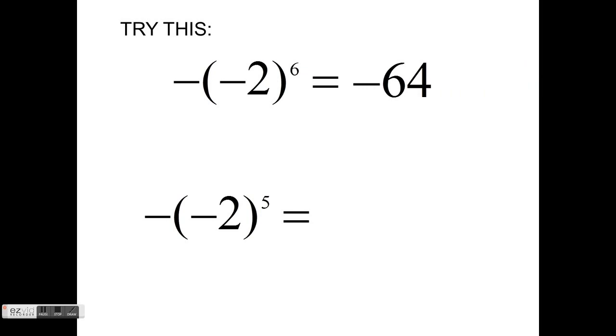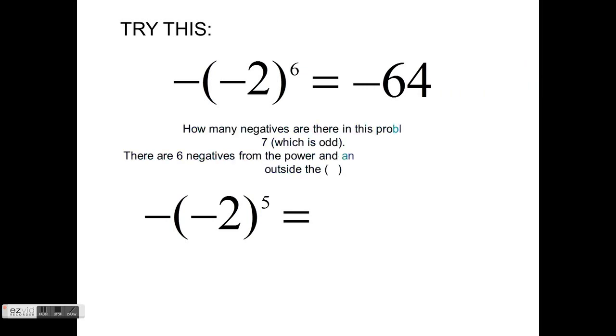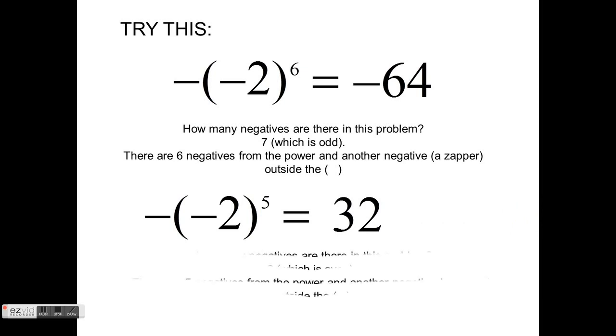The top one is negative 64. In total, there would be 7 negatives in this problem, which is odd, which means the answer is negative. 6 from inside the parenthesis, and the extra 1 zapping at the end, 7, is odd, negative. The bottom answer is positive 32.